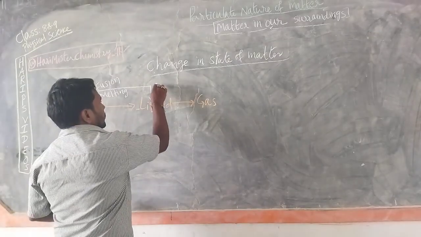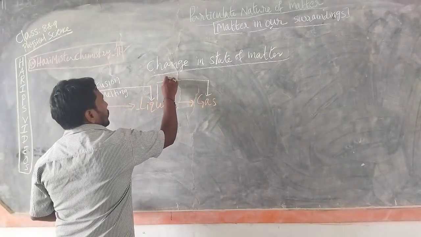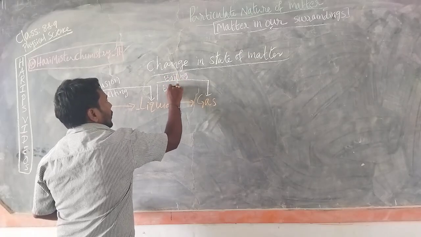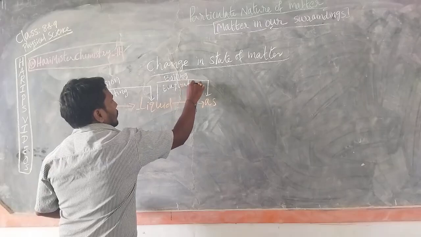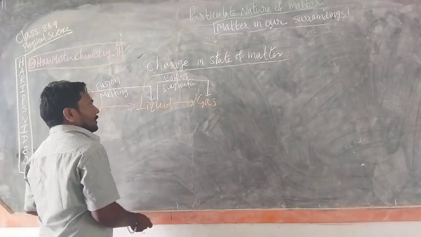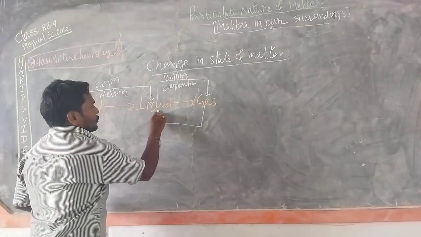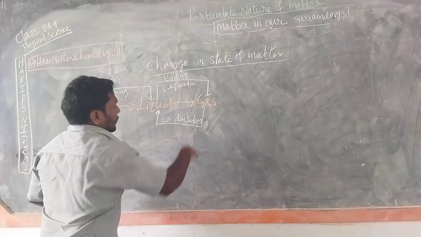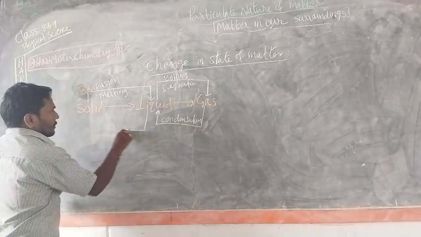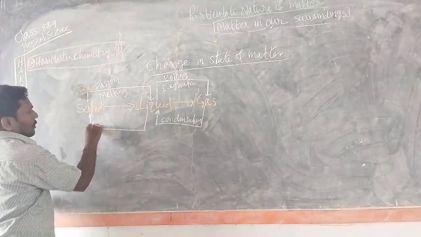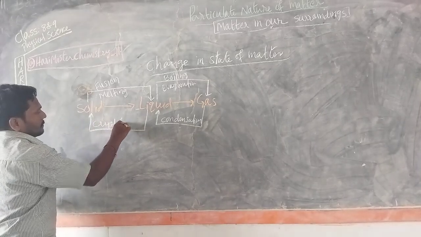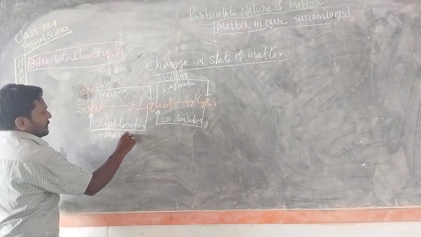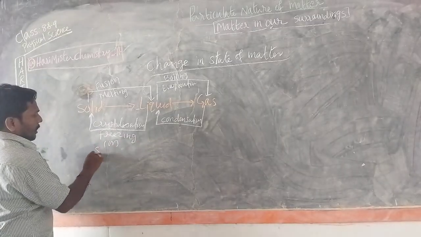Then you can change liquid into gas. You can call this boiling or evaporation. Then we can change gas to liquid, which is condensation. Then liquid to solid, we can call crystallization, or freezing, or solidification.